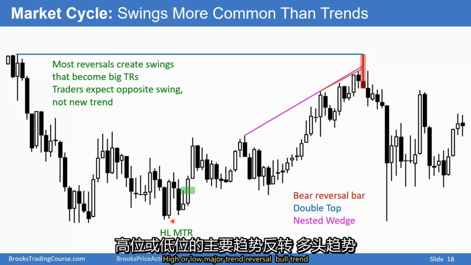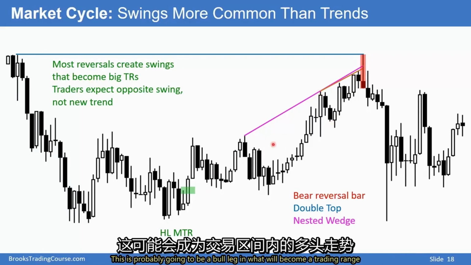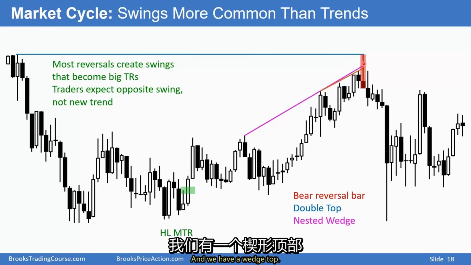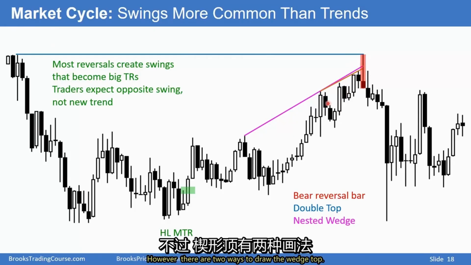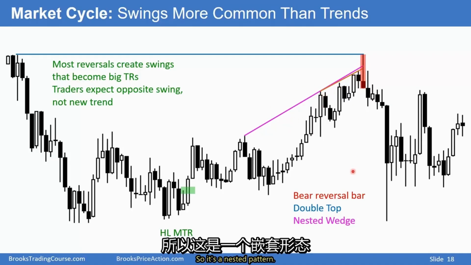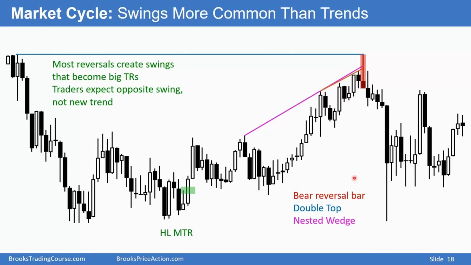Higher low major trend reversal, bull trend, but bad follow through, bad follow through, bad follow through. This is probably going to be a bull leg in what will become a trading range, and therefore traders will look to sell a pattern near the high, and we have a wedge top. However, there are two ways to draw the wedge top. 1, 2, 3, and 1, 2, 3. So it's a nested pattern. First push, second push, and third push subdivides into a smaller pattern.